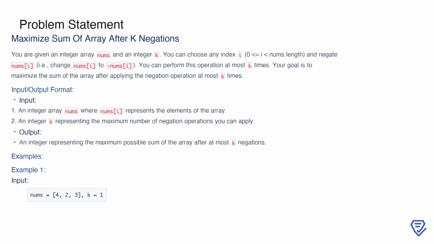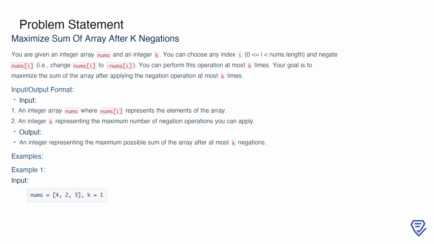For example, if you have the number 4, you can turn it into -4, or if you have the number -3, you can turn it into 3. You are allowed to perform this operation at most k times, and the goal is to maximize the overall sum of the array after applying these operations. To clarify, the input includes the array nums and the integer k, and the output will be a single integer representing the maximum possible sum of the array after making the changes.